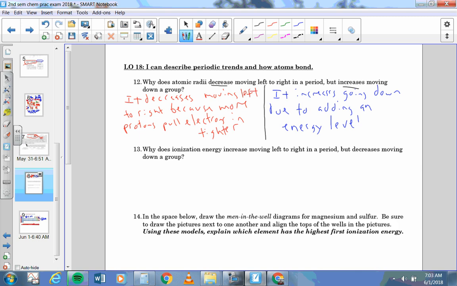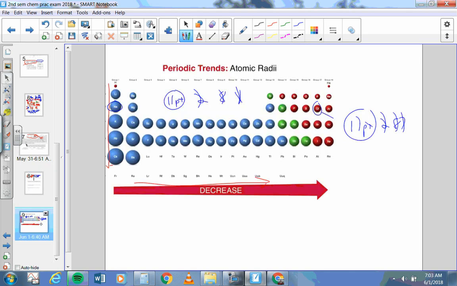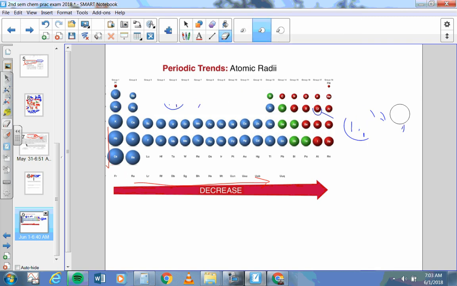Next thing is about ionization energy. And once again, this is a two-part question. They want to know about the 2 different trends. Why does ionization energy decrease as we go down? Not increase, but decrease. And increase as we go across.